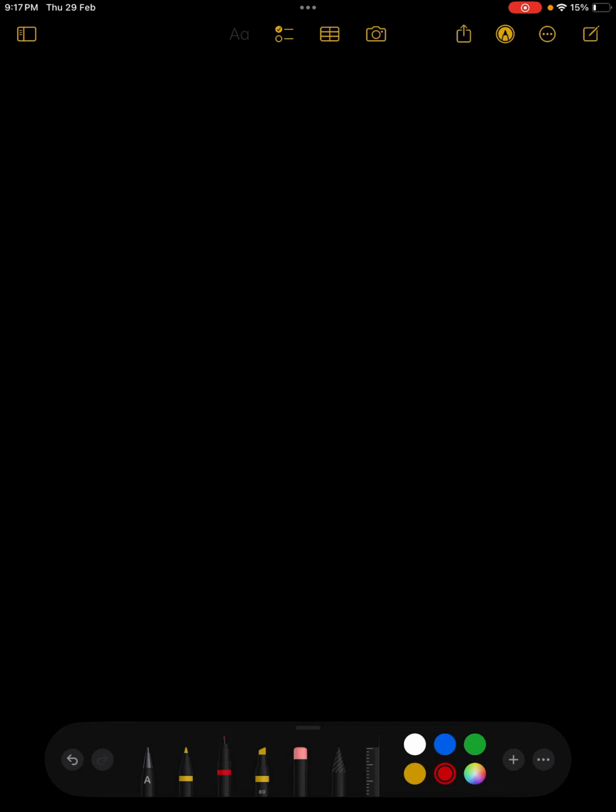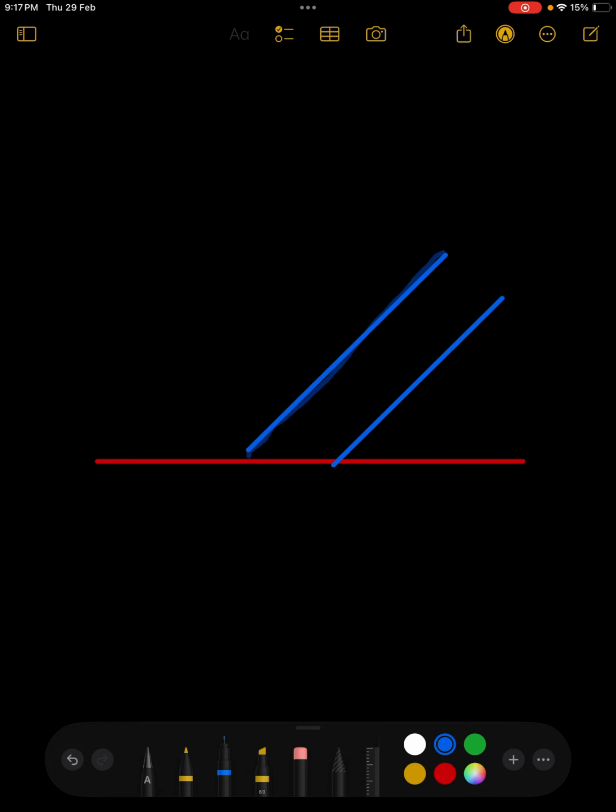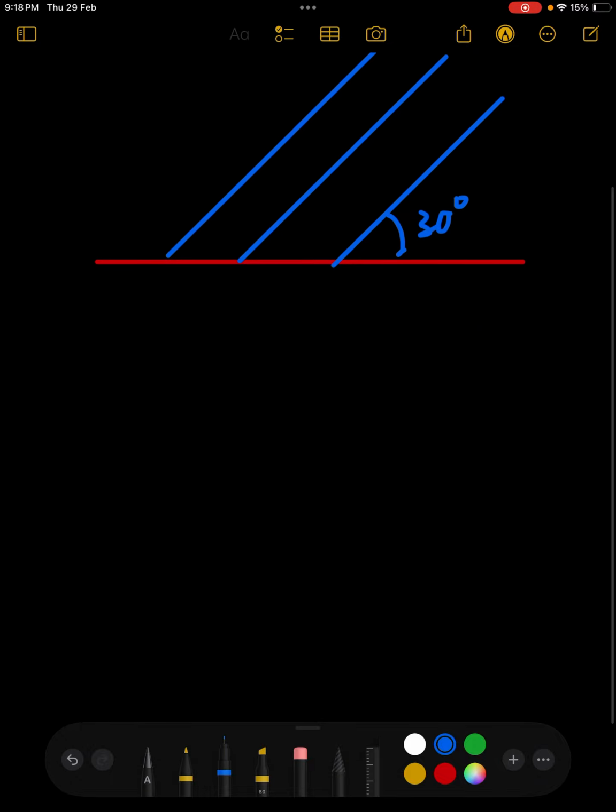The question was saying that we have a boundary here, and on this boundary we have wavefronts arriving at an angle of about 30 degrees to the boundary. Something like this, 30 degrees to the boundary. Okay, so just so that we understand, wavefronts are like this.